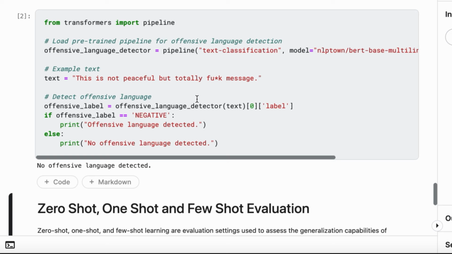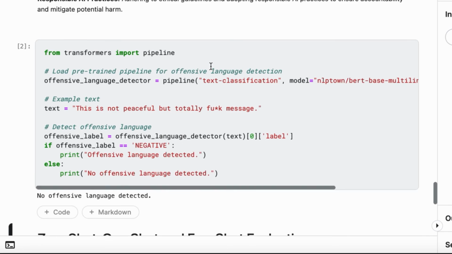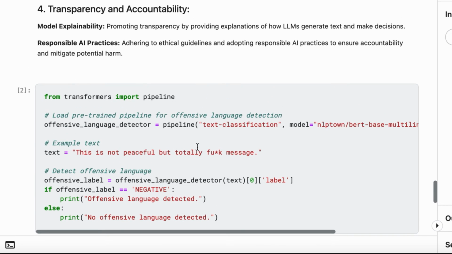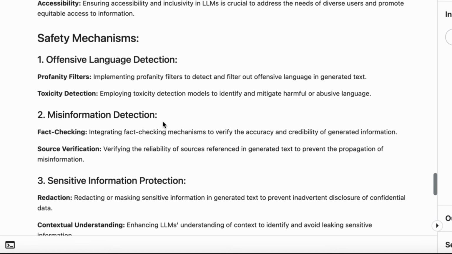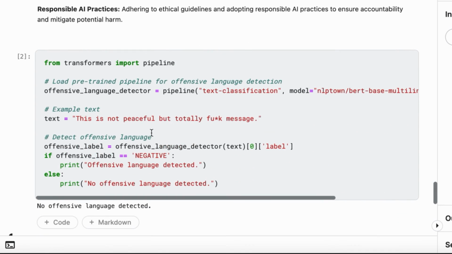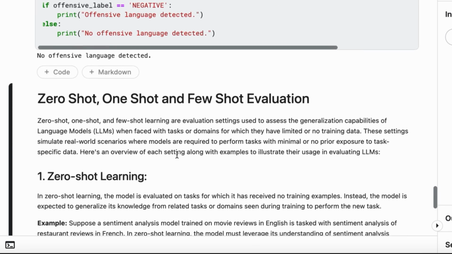So that is the issue with this kind of large language model. It should detect that it should not have any kind of these vulgar words in your text. So if these three kinds of frameworks are added to this kind of response as well, then it would generate that this is an offensive text.